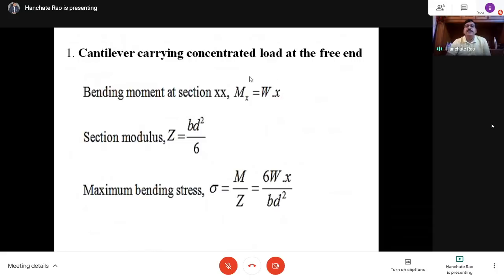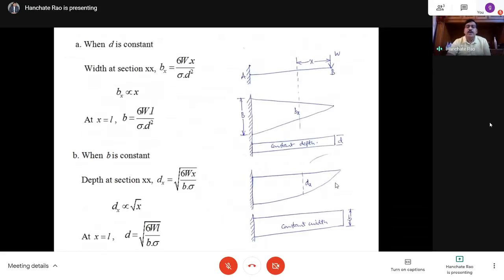See here, Mx is equal to Wx. We know this is a rectangular section, so for a rectangular section, Z is equal to 1/6 BD square. So what is the bending stress now? Sigma is equal to M by Z. Substituting M is equal to Wx, we get sigma is equal to 6Wx by BD square.